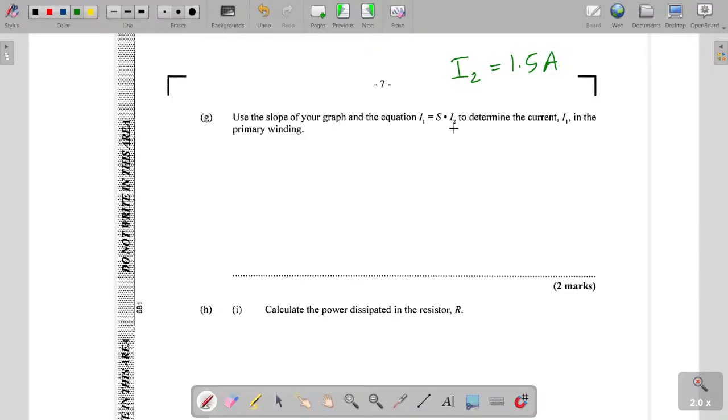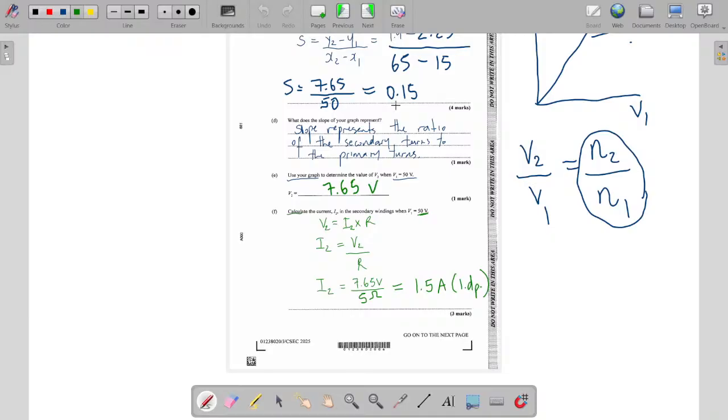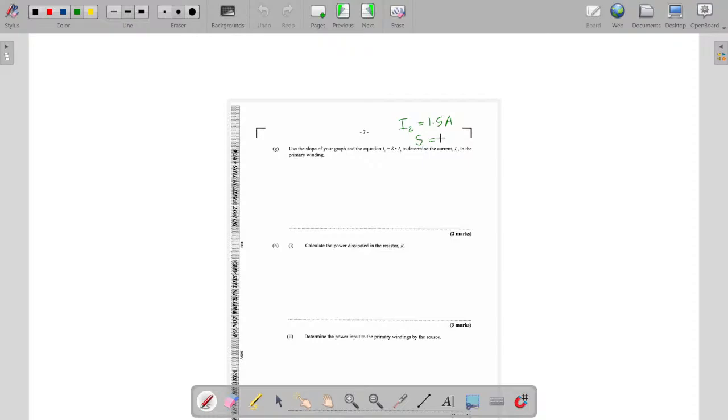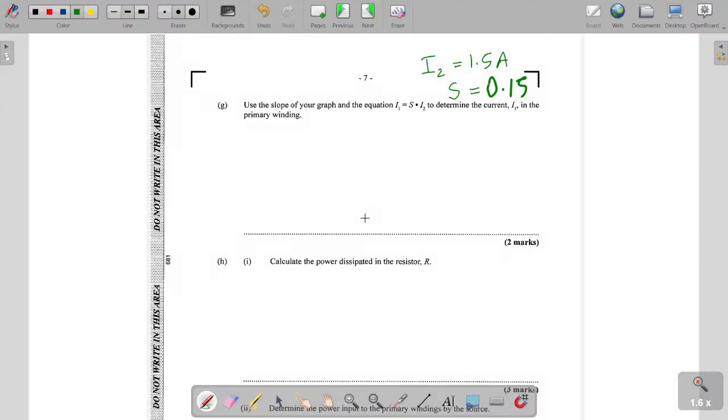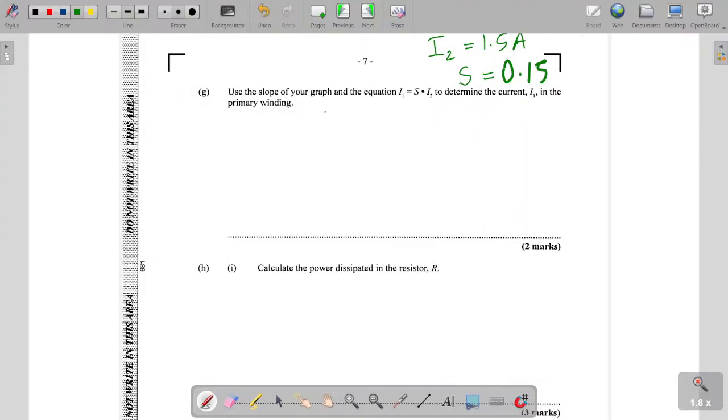And so they asked us to find I1. Now we know that we already calculated the slope, which is S. And the slope that we calculated, which is the gradient, is 0.15. So that means slope is 0.15, right? And we are now to use that information to find I1.